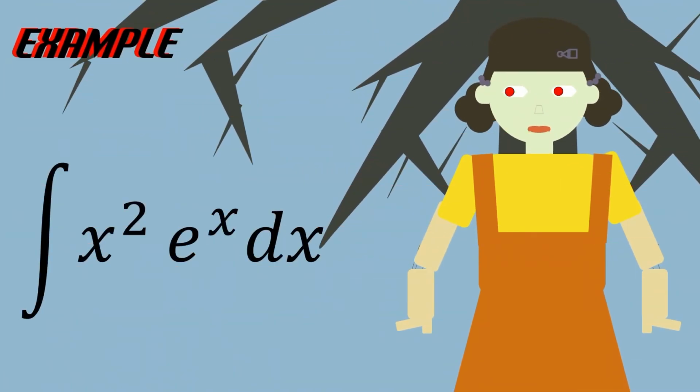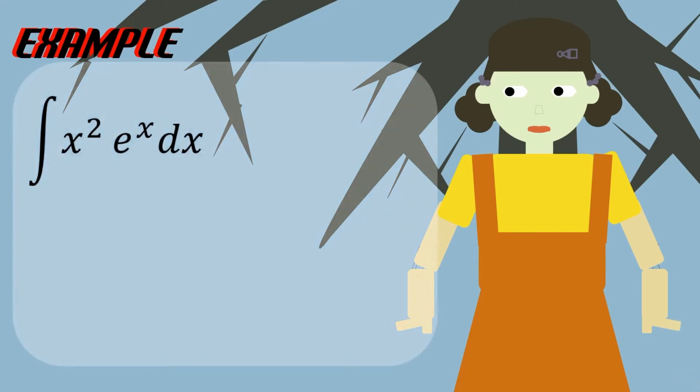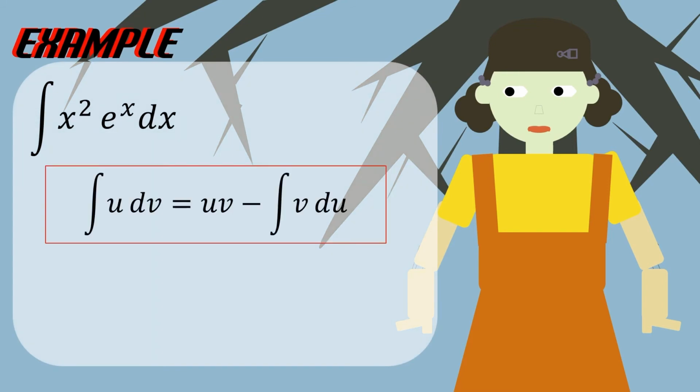Let's say we have the integral of x squared e power of x dx. So let's begin by writing the formula: integral of u dv equals uv minus integral of v du. Now, we need to identify which one is u and which one is dv. I prefer to make u is x squared and dv is e power of x dx.